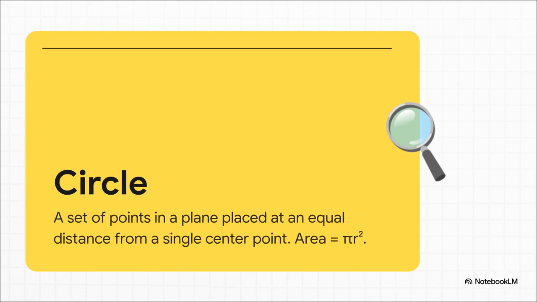Next up, the circle. Its area formula introduces the famous pi, which, for most tests, you can just think of as 22/7. All you need is the radius, that's the distance from the center to the edge, and the formula does the rest, pi times the radius squared.